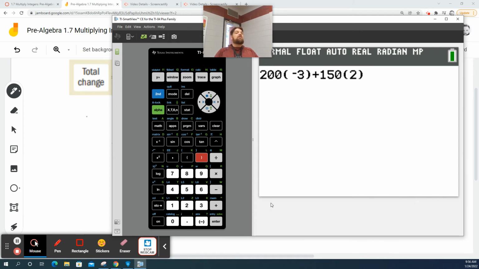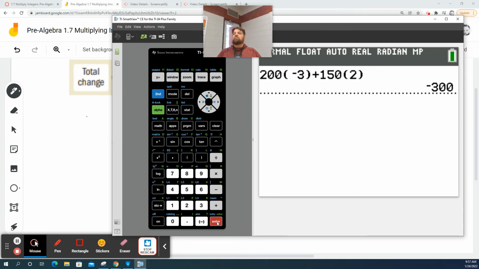Now, this will work as long as we don't make any mistakes in the way that we put it into the calculator. The calculator knows that 200 right next to -3 in parentheses means to multiply. And it will follow order of operations, which is nice. But now if I put something in here incorrectly, I'll get a wrong answer. Okay. So when I hit enter, guess what?